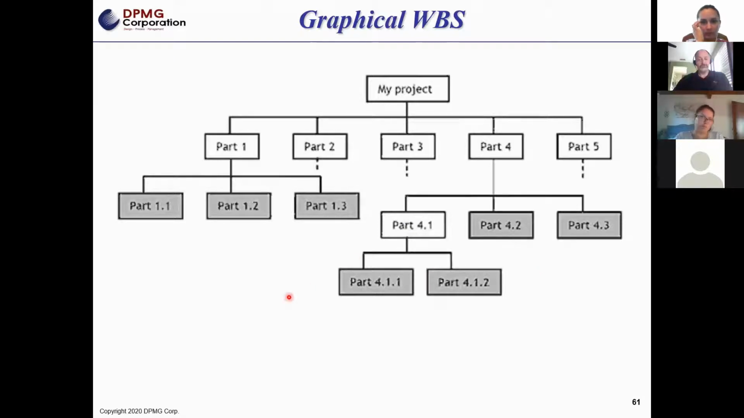Typically, for most of what you guys in the room will do, 6 or 7 levels is probably the lowest you want to get to. If you're doing something very complex, like large construction projects, it's going to go down even further. But this is the typical way a work breakdown structure looks graphically. Again, a family tree.